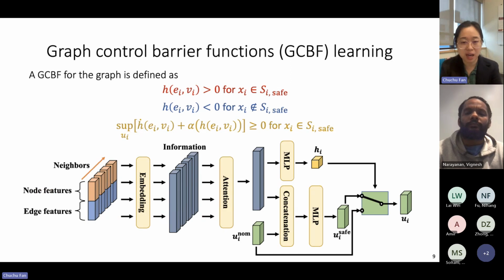And overall, the architecture of the GCBF representation is the following. We have the node features and edge features, and we also aggregate all the neighborhood information. This goes through some embedding to a fixed-length representation through the attention layer, then through a very regular graph neural network representation and some multi-layer perceptron representations, and we'll have both h and u.